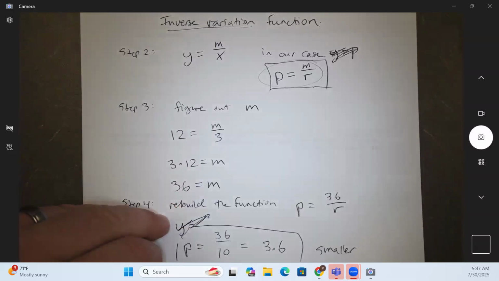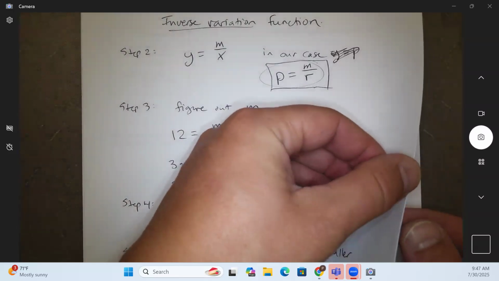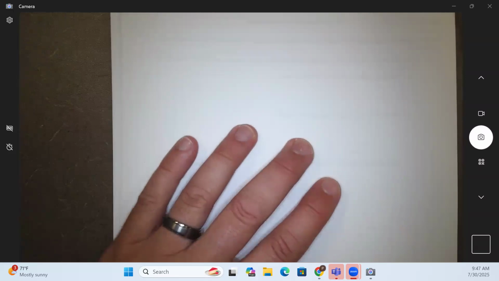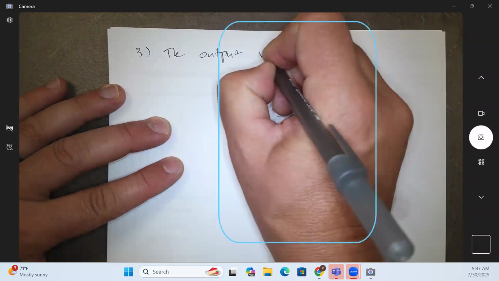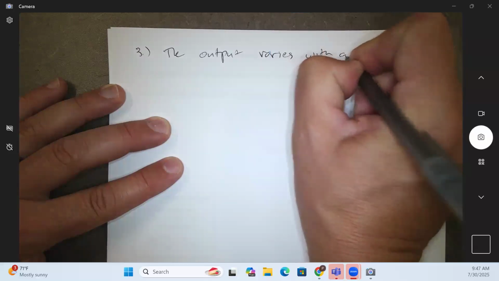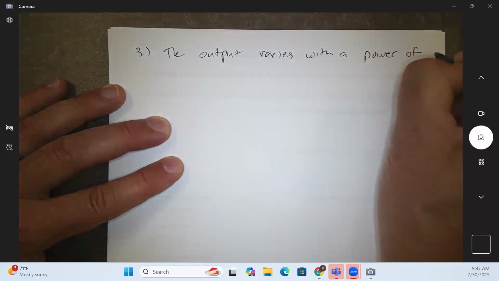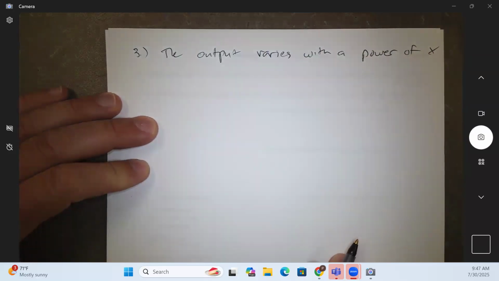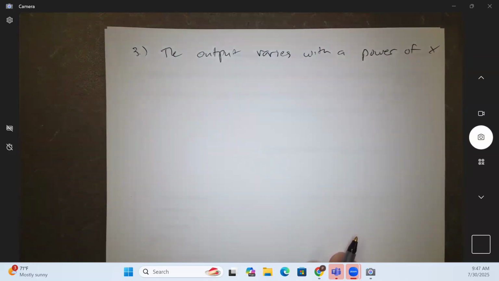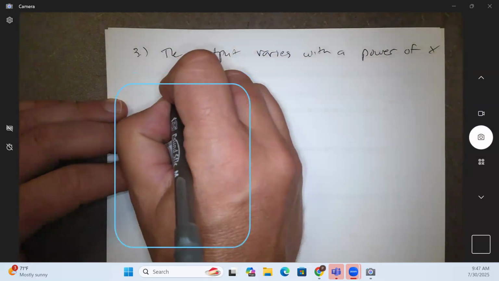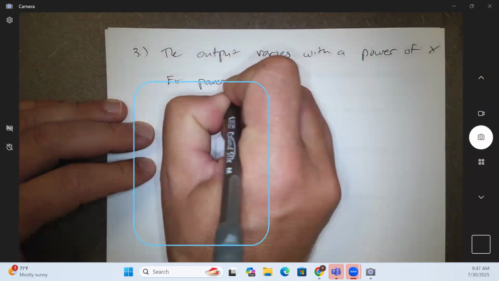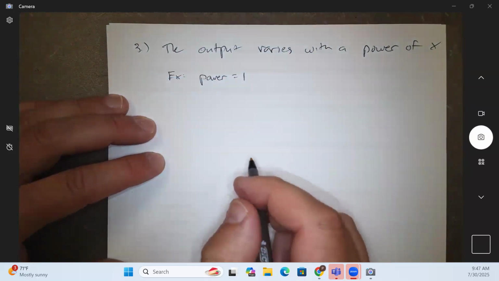All right. So now we look at our third one: the output varies with a power of X. That power can be 1, in which case it's just direct or inverse variation. But there are a lot of things where it's not 1. So for example, power equals 1.